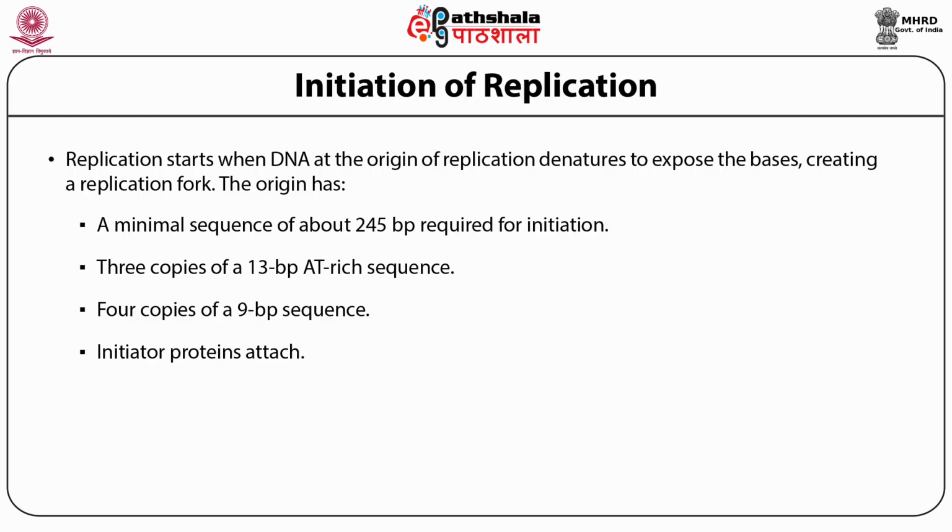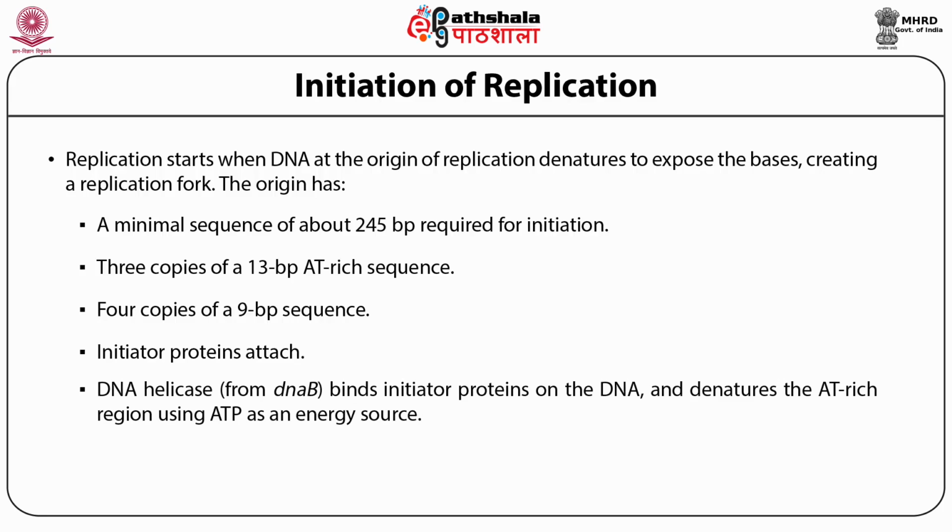coli genome. DNA helicase. Now, DNA helicase comes from the DnaB gene in E. coli. This binds to the initiator proteins on the DNA and it denatures the AT rich region which was referred to in the previous slide. It uses ATP as the energy source. Now, this is the first thing which occurs during DNA replication.